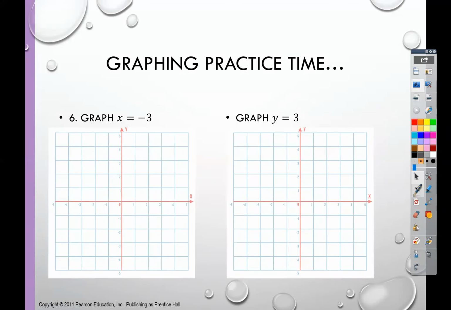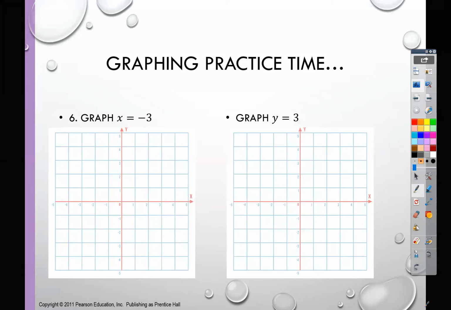So to graph x equals negative 3, I'm going to go on the x-axis where x equals negative 3, and I'm going to graph a line. Because not only does x equal negative 3 here, but it also equals negative 3 here, and here, and here, and all the way down. Now to graph y equals 3, I'm going to go on the y-axis where y equals 3, and I'm going to graph all these points, because y doesn't just equal 3 right there, it equals 3 all the way across in infinite directions.